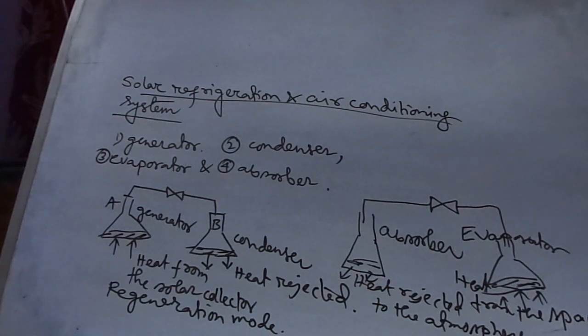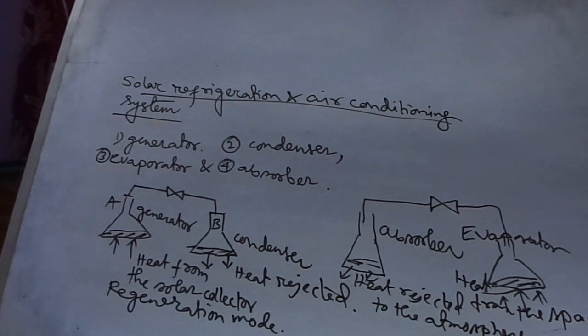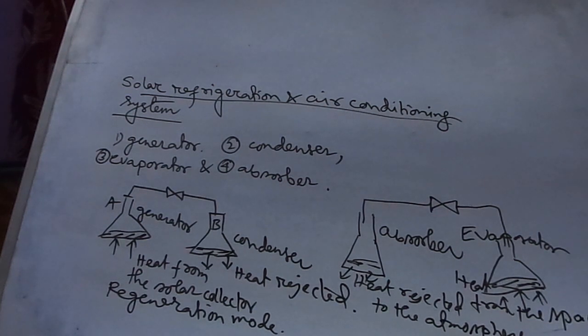In the first mode, vessel A acts as generator and vessel B as a condenser, while in the second mode, vessel B acts as an evaporator and vessel A as absorber. In the regeneration mode, a throttle valve is opened and heat is supplied to vessel A through a heat exchanger. In the intermittent type of cooling process, the two operations, regeneration and refrigeration, take place alternately at different times.